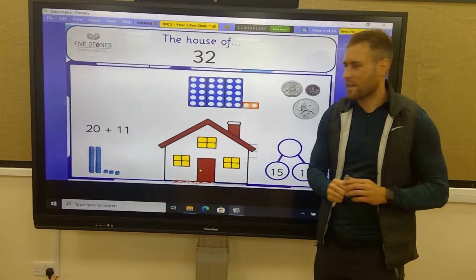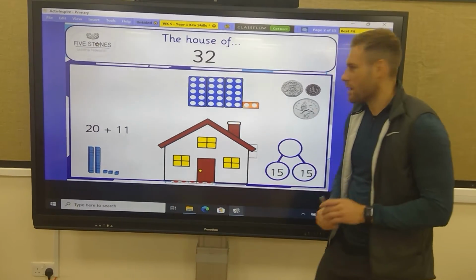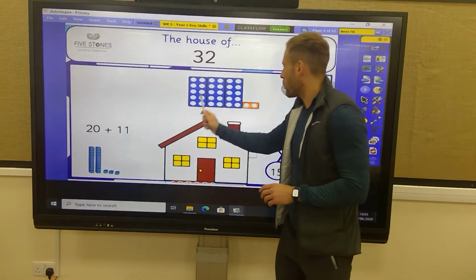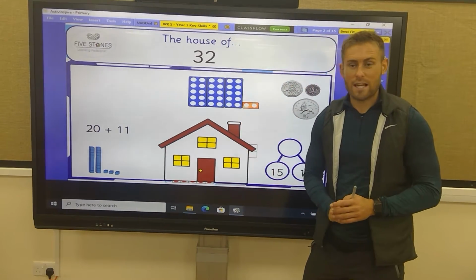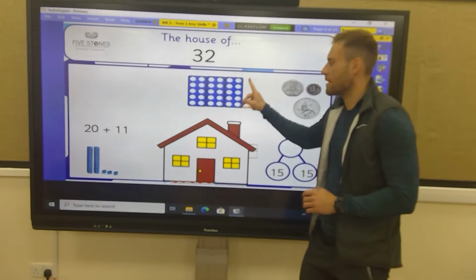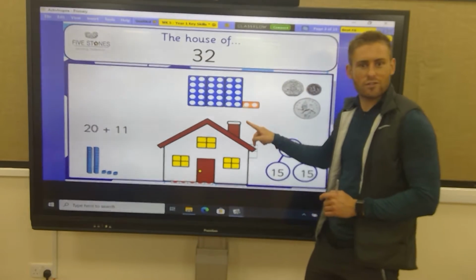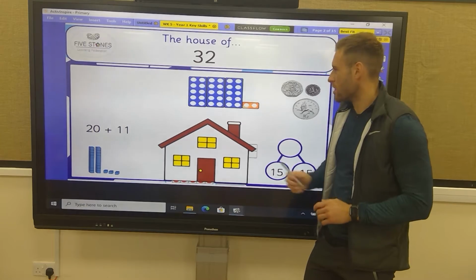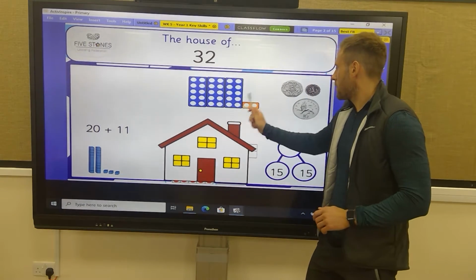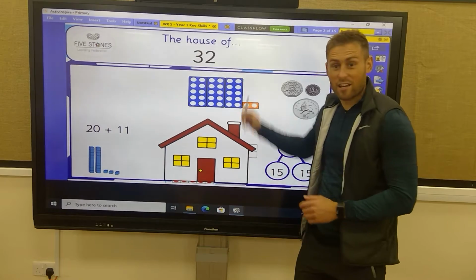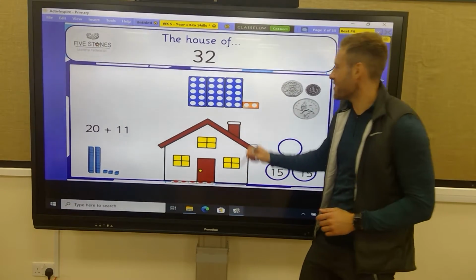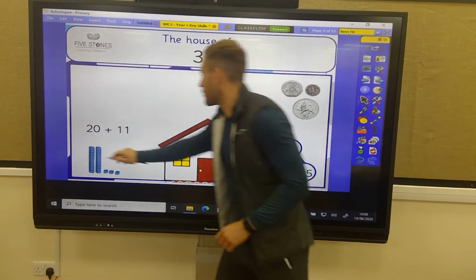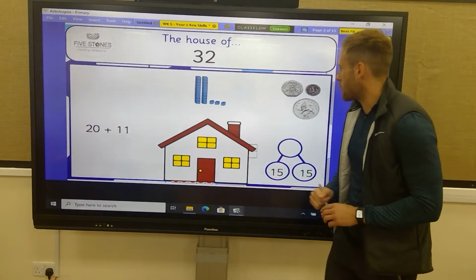Which one should we look at next? The numicon. Right, great. Again, we can see some tens and we can see some ones. How many tens can we see? 1, 2, 3. Let's count our tens then. 10, 20, 30, 32. Your turn, you count them. Yes, 32. Fantastic. Thank you for helping me. So can that go into our house of 32? Yes, it can.